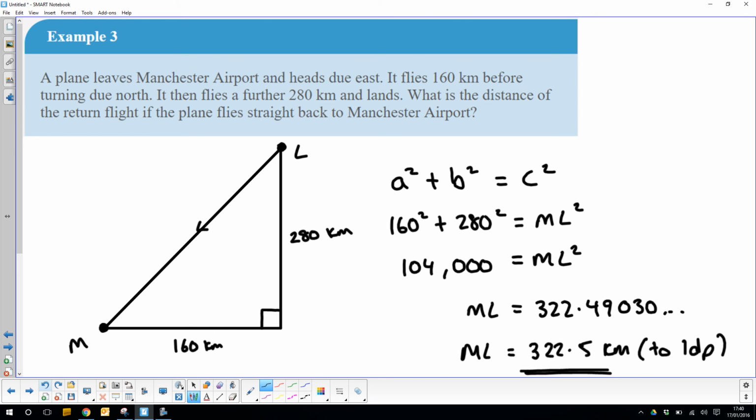It's practice, depending on what the question is. It's practice and making sure you put the values in the right place, and then working through, and of course square rooting at the end.